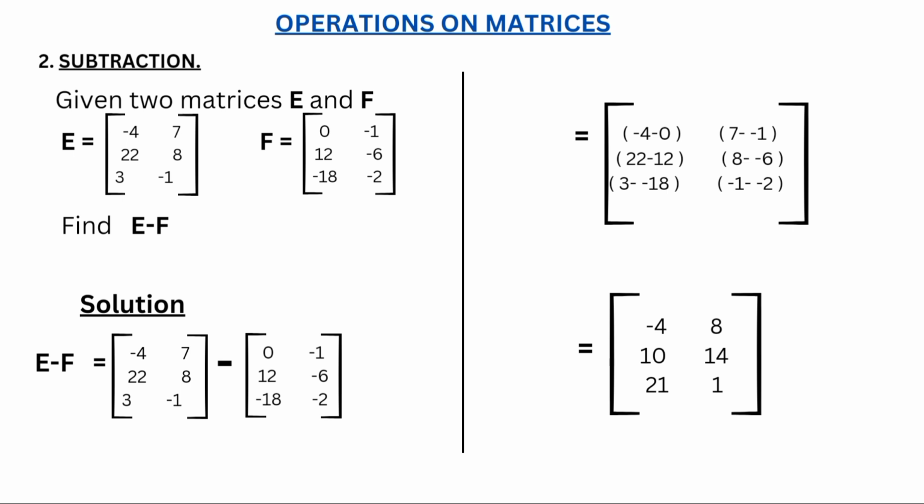So our answer is the same order of matrix as the matrices we are given. The answer is still a 3 by 2 matrix.